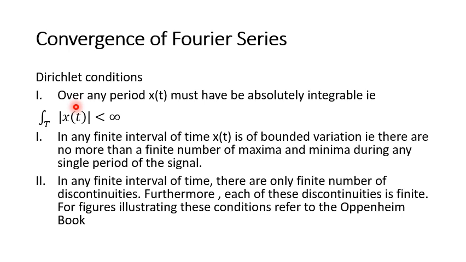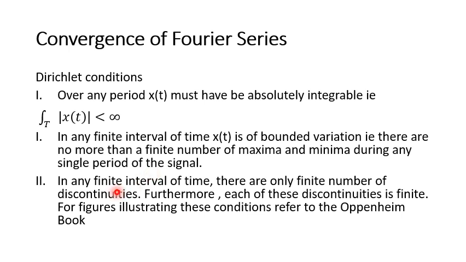Over any one period, x of t must be absolutely integrable. That is, the integration of the absolute value of x of t over one period must be less than infinity. If this condition is satisfied, then we move to the next one, and for a signal to converge, it must satisfy all the 3 conditions. So one condition is this one. The second condition is, in any finite interval of time, x of t is of bounded variation. That means there are no more than a finite number of maxima and minima during any single period of the signal. All of the conditions are important.